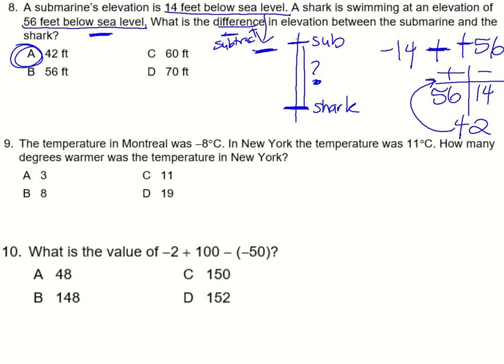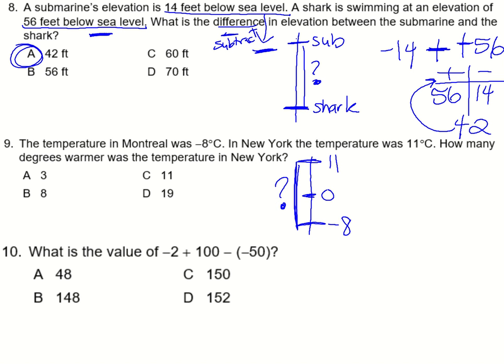All right, the temperature in Montreal was -8 degrees. In New York, the temperature was 11 degrees. How many degrees warmer was the temperature in New York? So if I think of it like a thermostat, -8 is here. Here's like 0, and then here's 11. And we, again, are trying to find this space right here. How far apart are they?